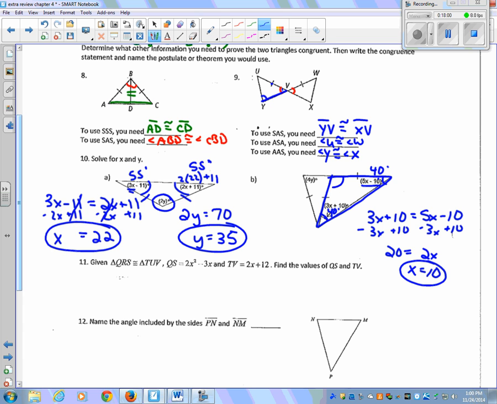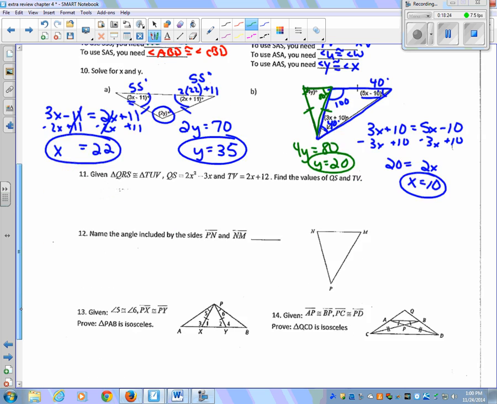80, which means this angle has to be 100, which means on the other triangle here, we've got 4y, and this angle have to be congruent because it's isosceles. And we just said that angle has to be 80. So we just need to say 4y equals 80. And y is 20.